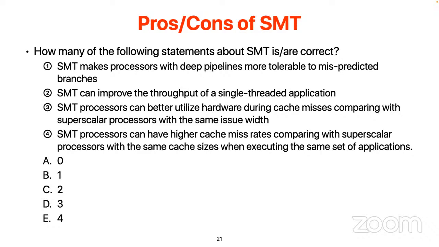So none of you agree with 1. Why? SMT makes processors with deep pipelines more tolerable to mispredicted branches. True or false? Like it wouldn't have an effect.